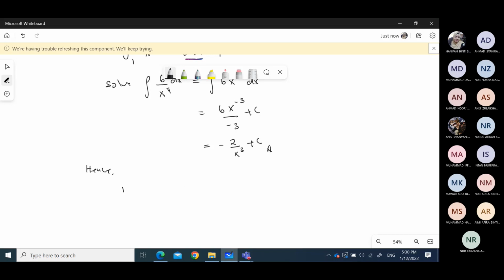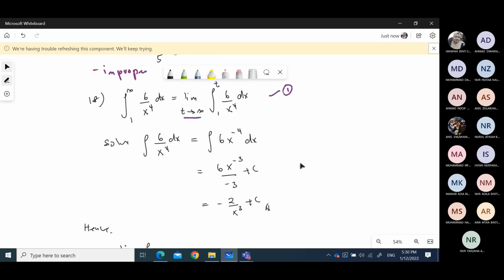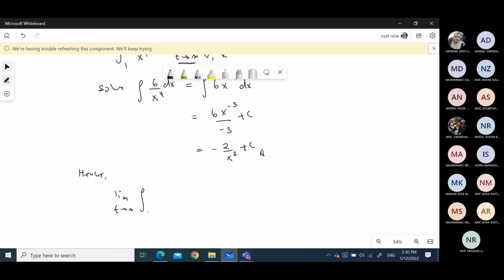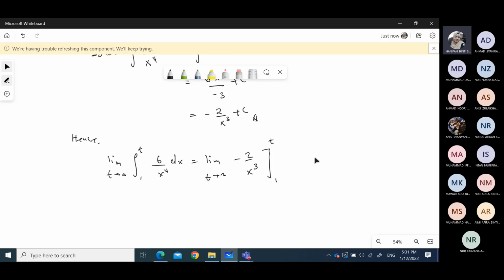Okay. So limit t approach to infinity for the integral from 1 to t of 6 over x to the power of 4 dx. It is equivalent with limit t approach to infinity for negative 2 over x to the power of 3 with the limit 1 to t.